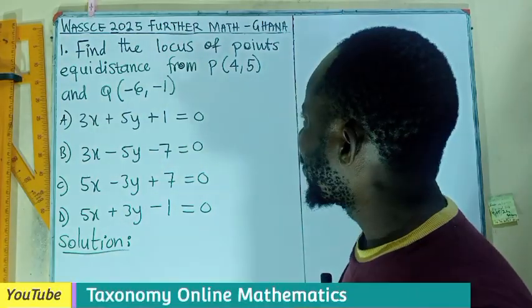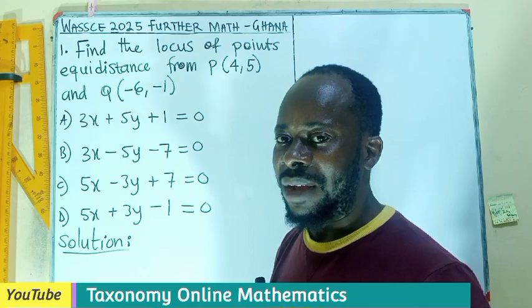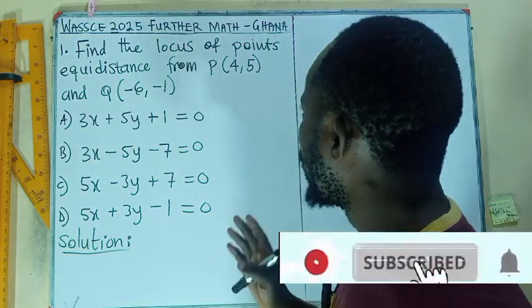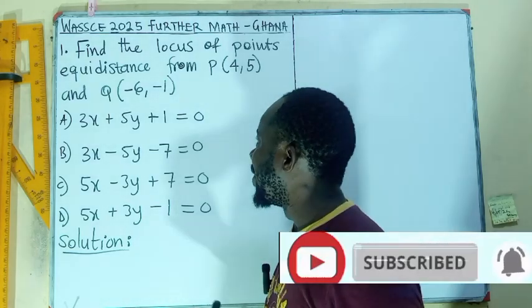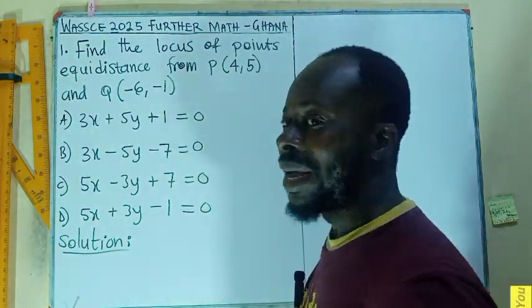Welcome. Let's see question 1 of the objective text for WASSCE 2025 further mathematics for Ghanaian students. We have to find the locus of a point equidistant from P(4, 5) and Q(-6, -1).